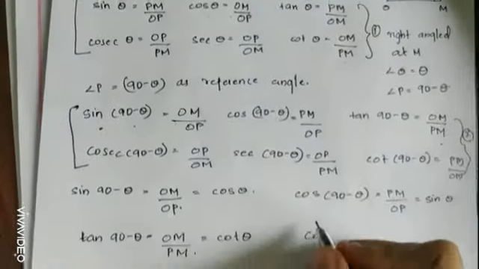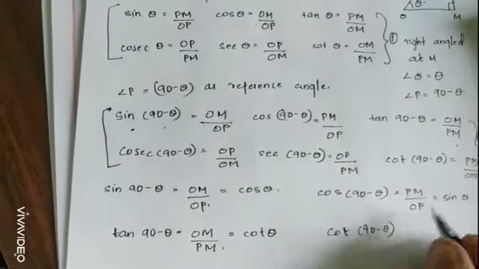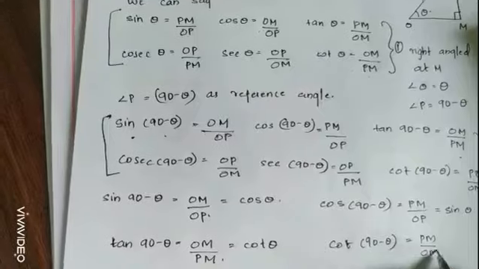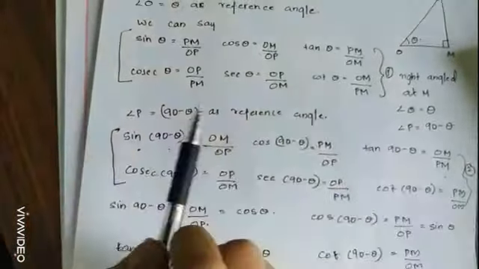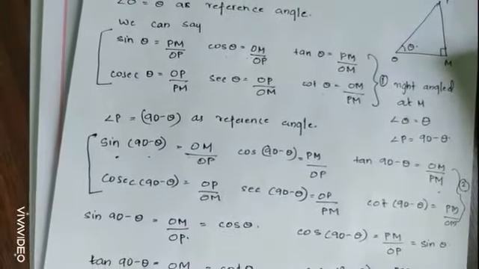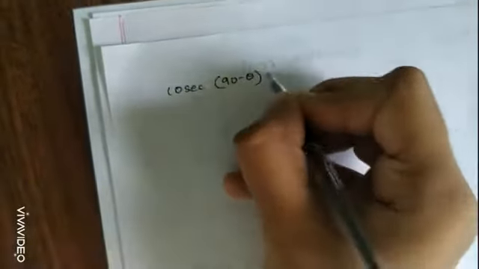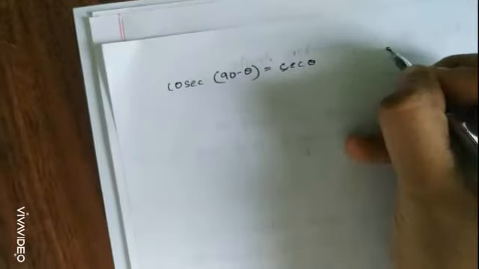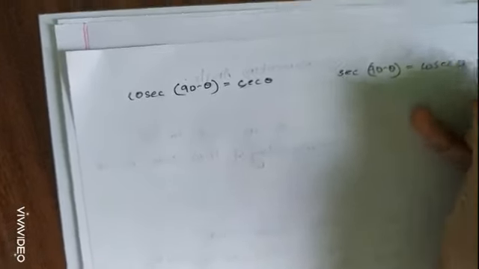Similarly, cot 90 minus theta in the second set of equations is PM by OM. Therefore, tan theta of the first equation is PM by OM. This implies cot 90 minus theta is tan theta. This is the case with sec and cosec. That is, cosec 90 minus theta is equal to sec theta, and sec 90 minus theta is equal to cosec theta.